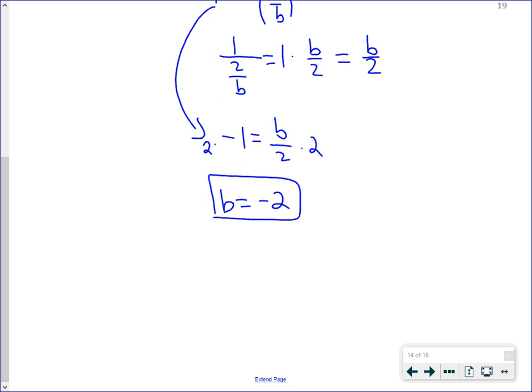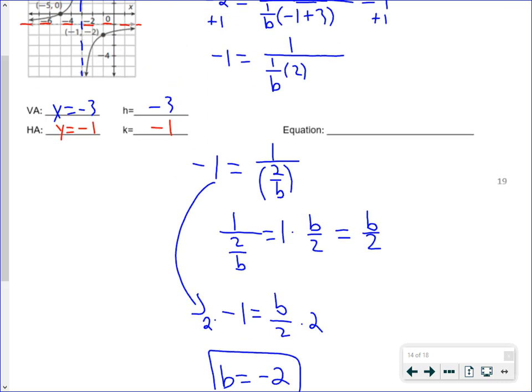So we know our b value now, so we're going to take our b equals -2 and plug it back into our original equation. So now we have g of x will equal 1 all over our b value of -2, so -1/2, times x plus 3, all minus 1. Okay? And that's number 2.